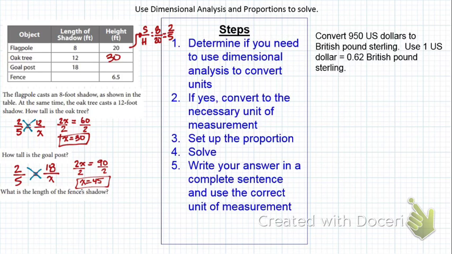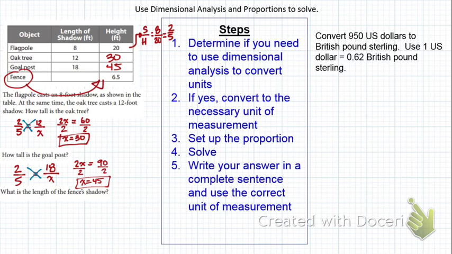Okay? Hopefully you're getting this, right? You're getting the hang of this? Now the last one, what is the length of the fence's shadow? So we know this one is going to be 90, right? Did I put that right? 90? No, I put 45, I'm sorry. 45. Okay? So fence length, right?